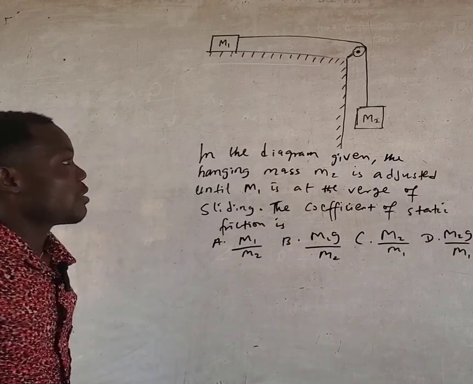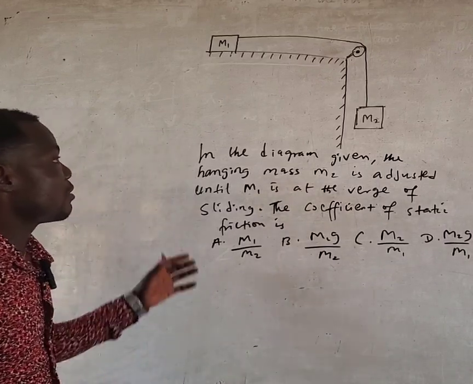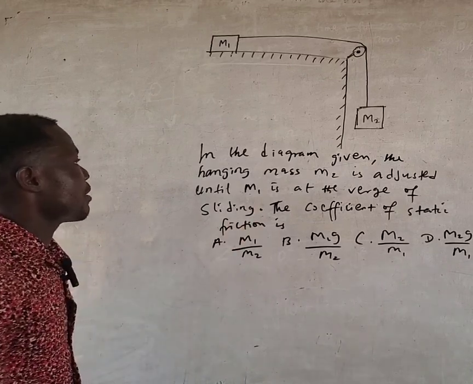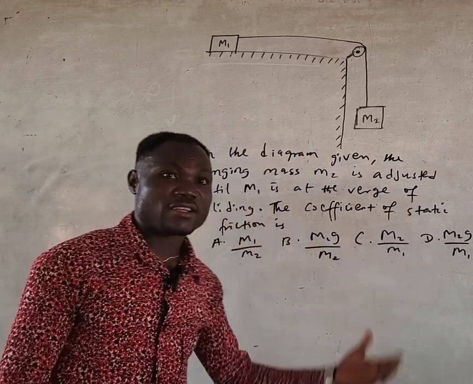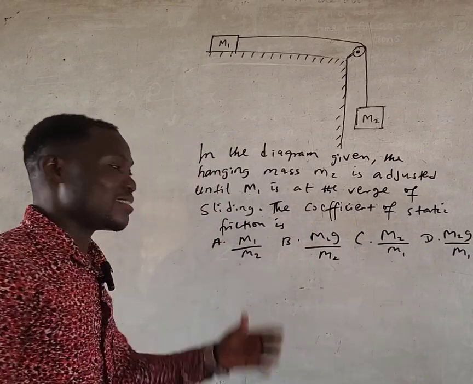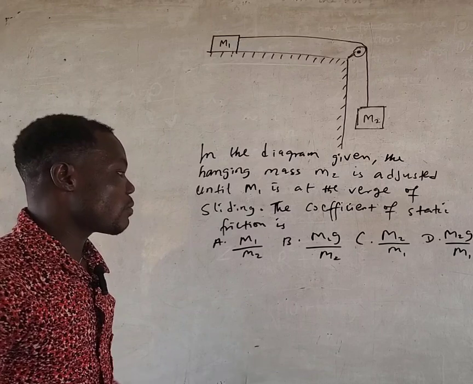Question. Another interesting question from JAMB. In the diagram given, the hanging mass M2 is adjusted until M1 is at the verge of sliding. The coefficient of static friction is what?